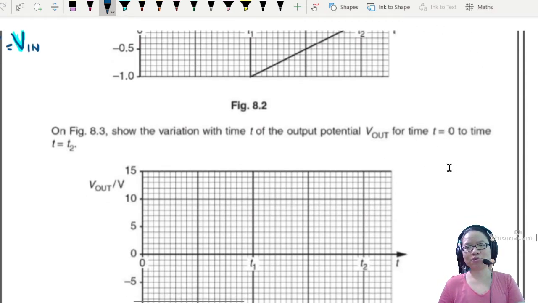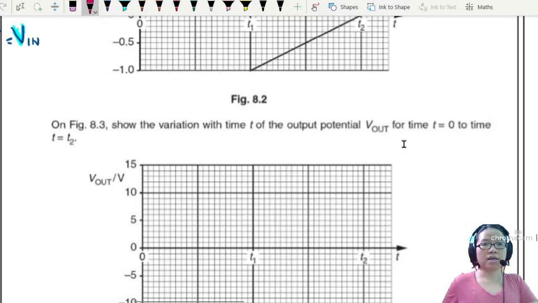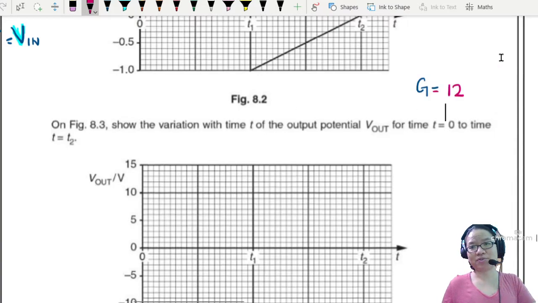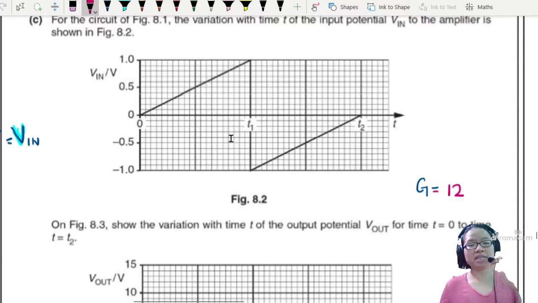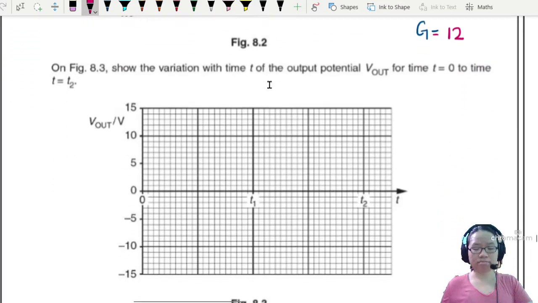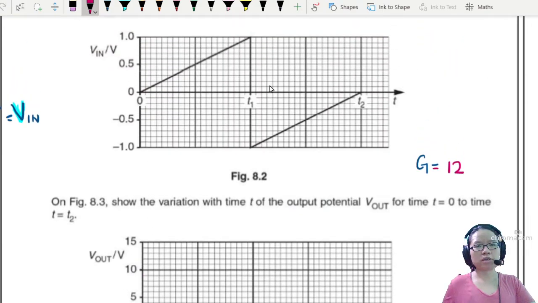All right, so if you want to find the output, what you can do is to think about the gain. Gain here means multiply. So our gain in this question is 12. The gain given is 12, so multiply the entire thing by 12. The easiest thing to think about is 0. 0 times 12 is 0. So this one will be 0. This is corresponding to this point.